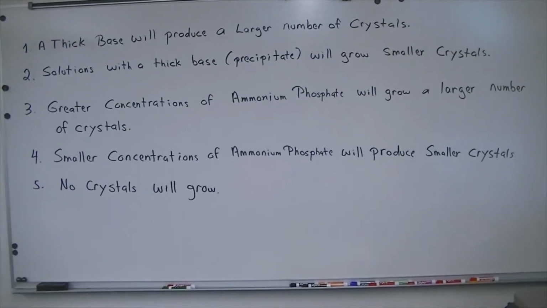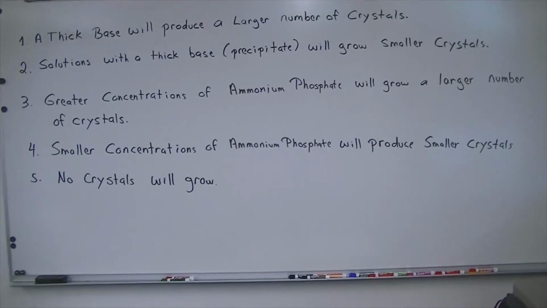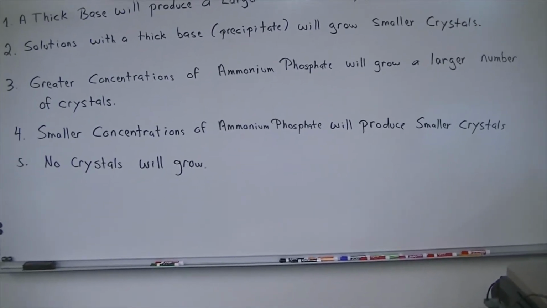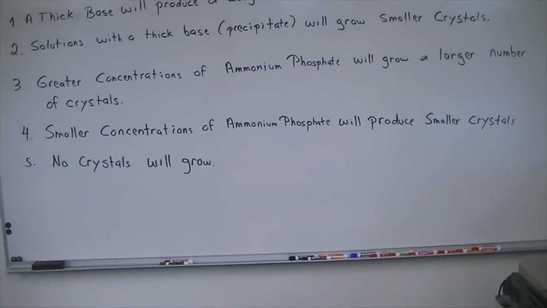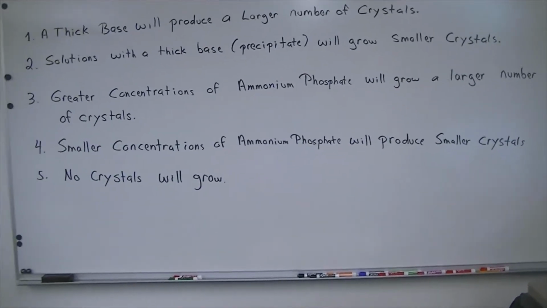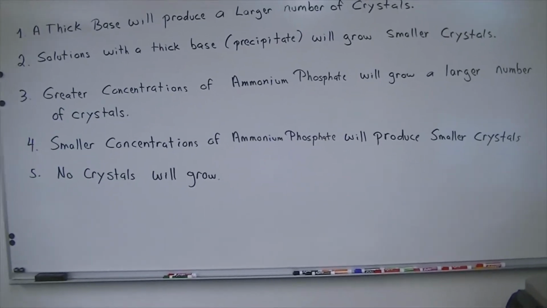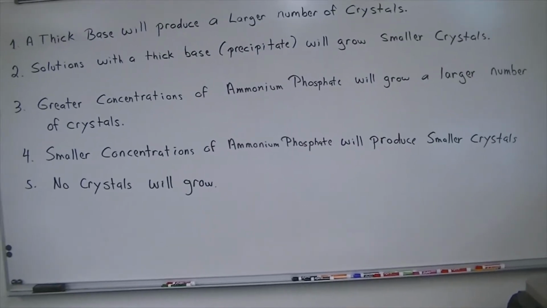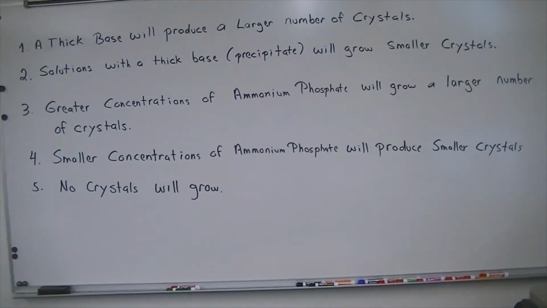We took different concentrations of ammonium phosphate and we dissolved it in an equal volume of water, all at the same temperature. All the conditions were the same, except there was one variable. And that one variable was simply the concentration of ammonium phosphate.